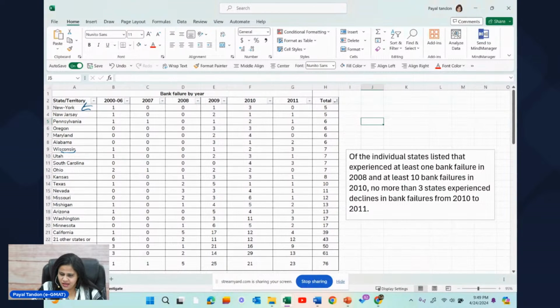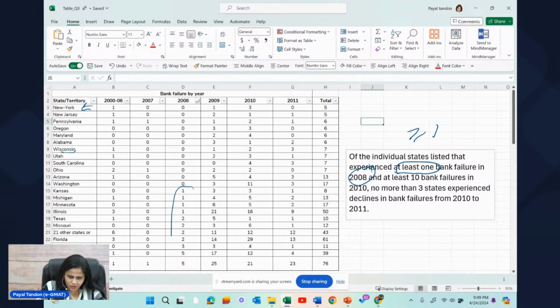Listed that experience at least 1, so greater than or equal to 1 bank failure in 2008. So I have to look at 2008 over here. So I'm going to sort this at least 1 and at least 10 bank failures. So I have to look at all of these over here, and at least 10 bank failures. So there are 2 conditions here, right? 10 bank failures in 2010. So these are the 2 conditions. So I look at over here.